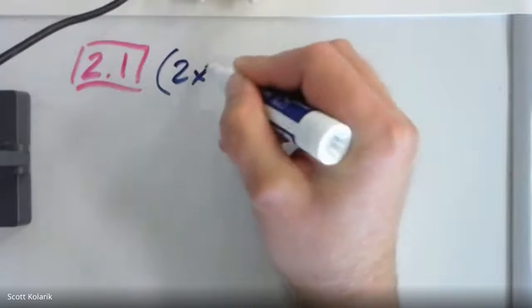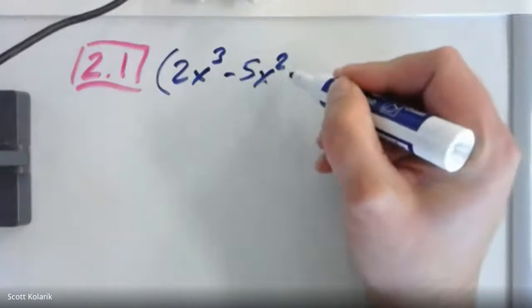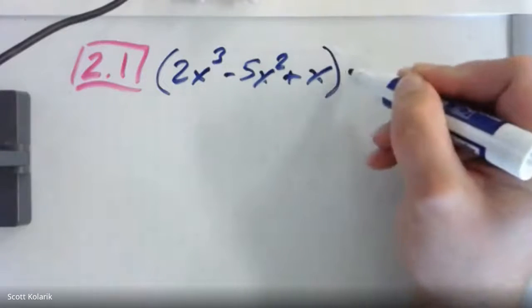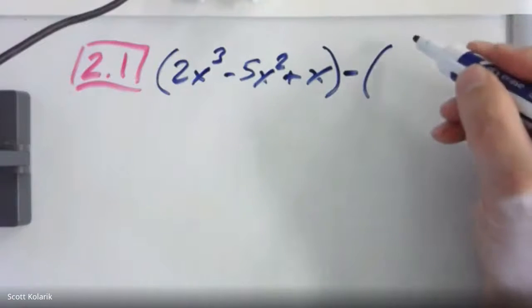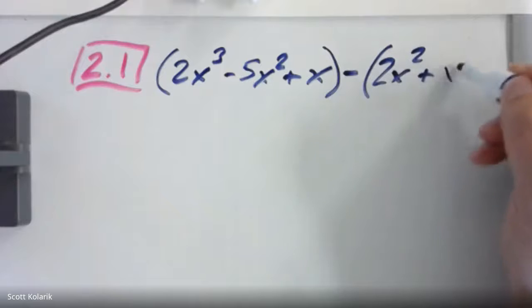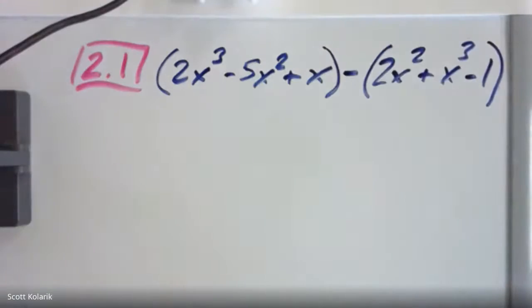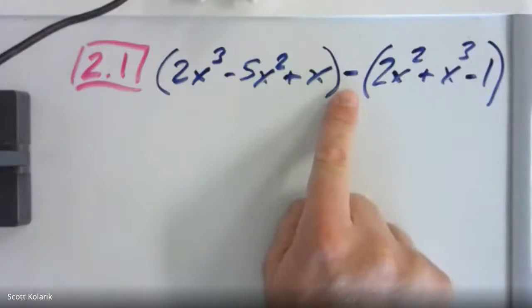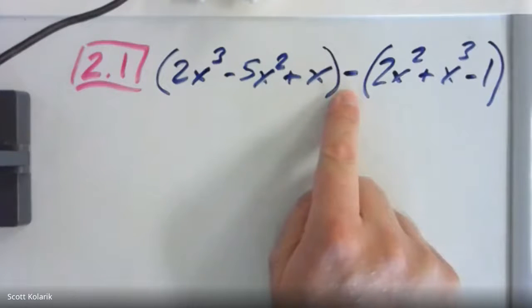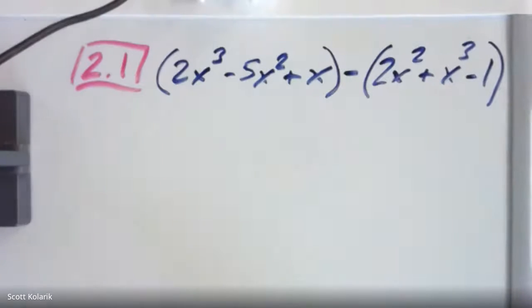2x cubed minus 5x squared plus x, minus 2x squared plus x cubed minus 1. Sorry, I got a little crowded in there. You will get a subtraction problem tomorrow, I'll tell you that right now. It could be either addition or subtraction, but it'll be subtraction tomorrow. So we're asked to subtract these 2 polynomials from each other.